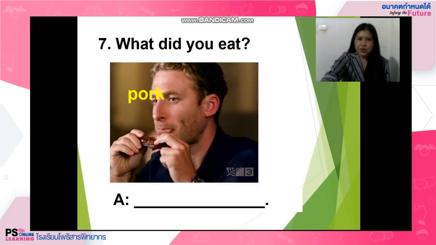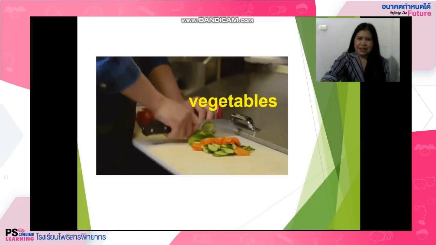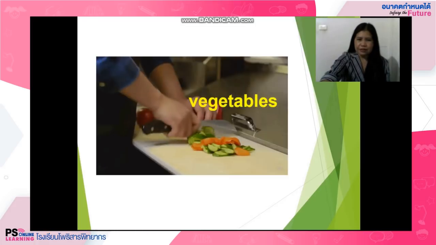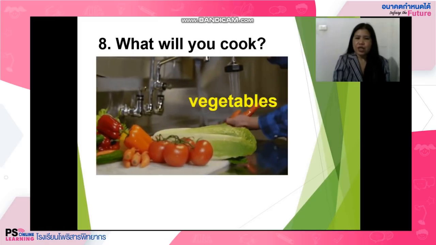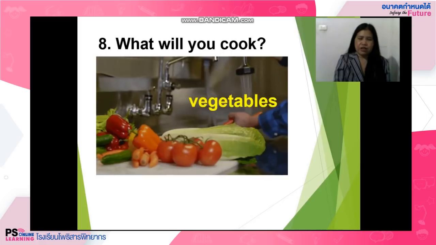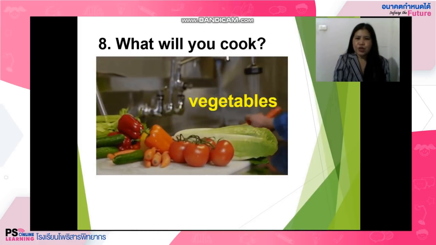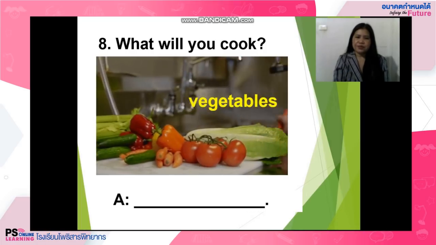Okay, next question. Vegetables again. Okay, so look at that. Preparing, not yet cooking. So the question is, what will you cook? Looking at the vegetables there, what do you think? What will you cook? Okay, write your answer.